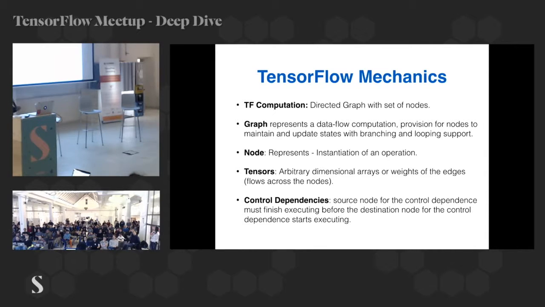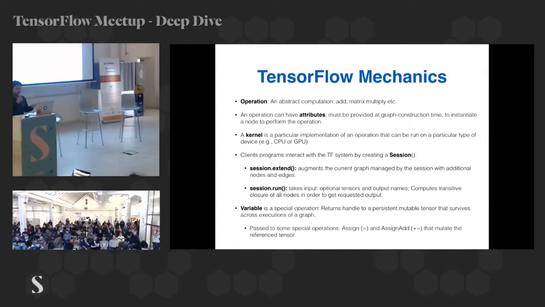The tensor is some sort of an arbitrary dimensional array, an n-dimensional array, which you can think of as: between two nodes there are edges, and on the edges there are weights. So tensors define that, and they are mutable, so you can change them. There are certain control dependencies. If you want to go from node 1 to node 2, you want to say, okay, there has to be some task which has to finish, or I want to just regulate this task. You can define that in the control dependencies.